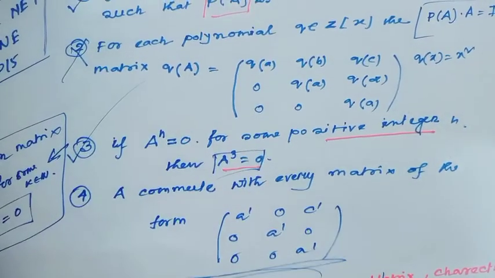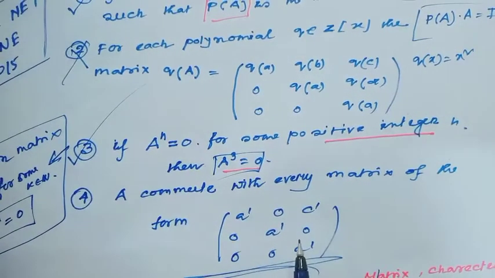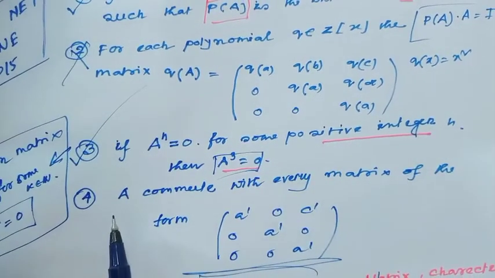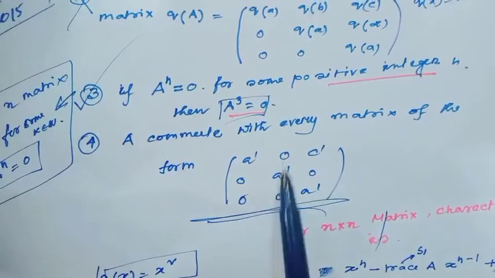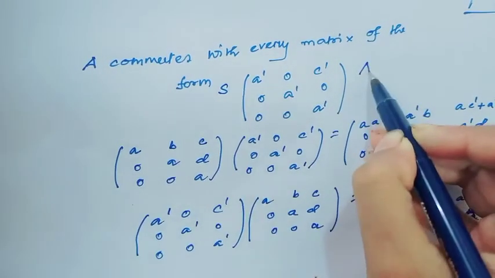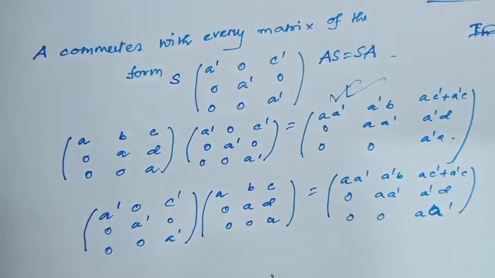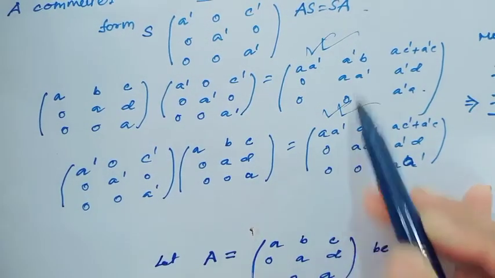Option 4 implies A commutes with every matrix which looks like such type. For this, since it is given the matrix A commutes with every matrix of such type, this is A. Then consider this matrix as S. Then obviously it would be AS equal to SA, but AS equal to this matrix and SA would be this matrix. Notice these values are equal.